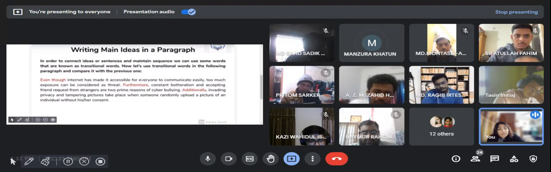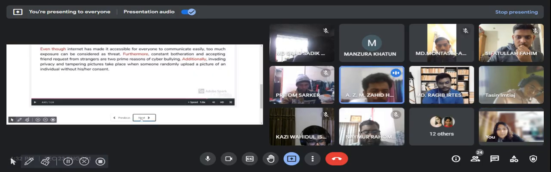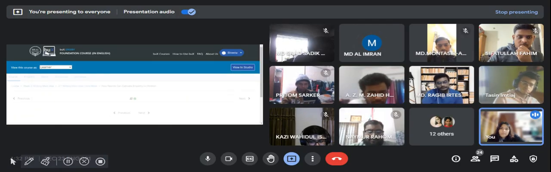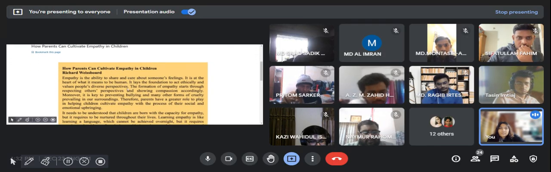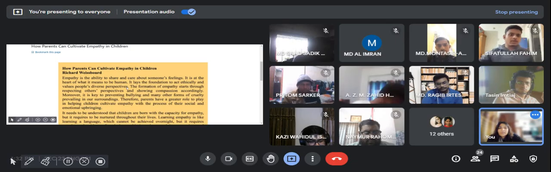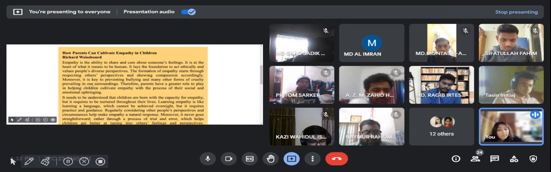So remember I was talking about citation? Yes, ma'am. So let me show you again what I mean by citation. There is a text, you can see, how parents can cultivate empathy in children, right? So let's say this is my first main idea. I'm not going to read the whole paragraph. Let's say this is my main idea from the first paragraph. Empathy is the ability to share and care about someone's feelings.